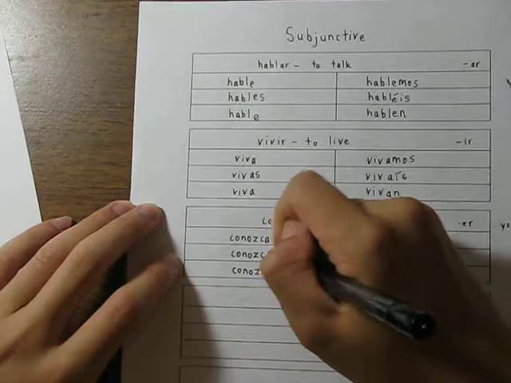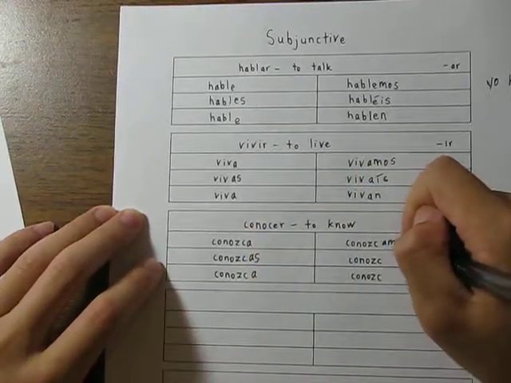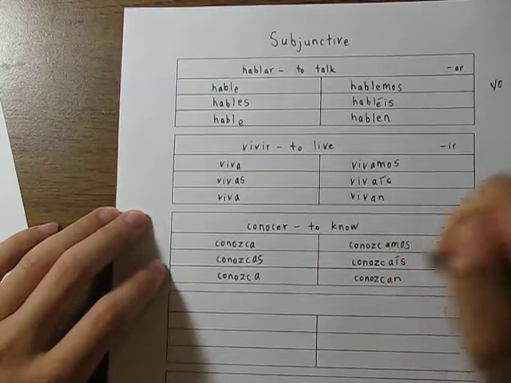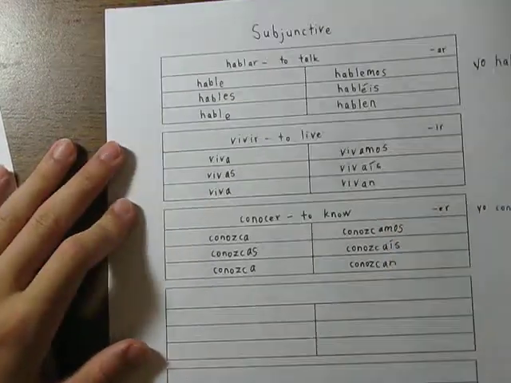So, as, amos, áis, an. And remember the vosotros forms have accents. If you remember that, then you're all set for the subjunctive.